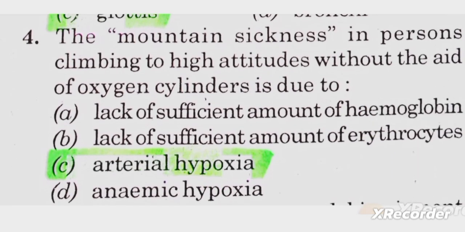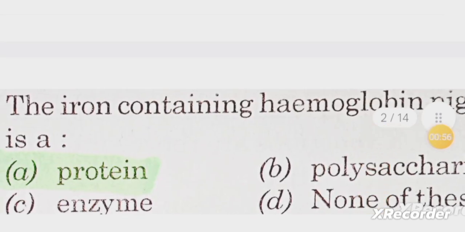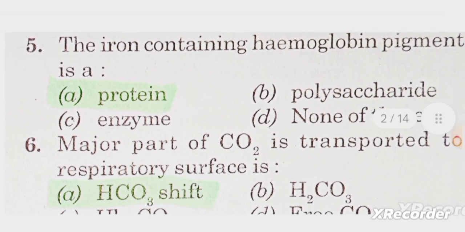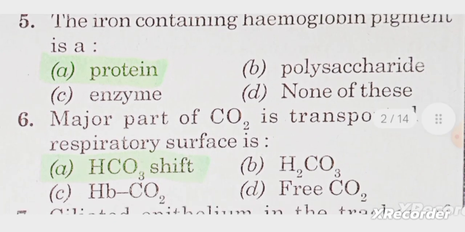The mountain sickness in person climbing to high altitudes without the aid of oxygen cylinders is due to answer C, atrial hypoxia. Next. The iron containing hemoglobin pigment is answer A, protein. 6. Major part of CO2 is transported to respiratory surface is answer A, HCO3 shift.